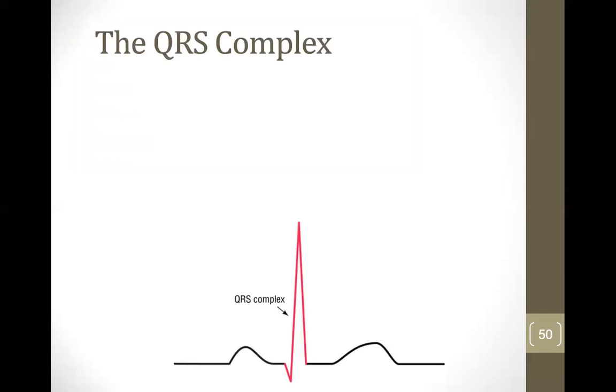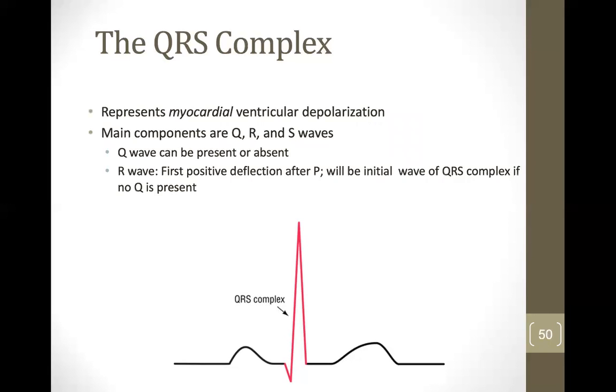Next, we have the QRS complex. The QRS complex represents the contraction of our ventricular myocyte contractile cells. This is our myocardial ventricular depolarization, which essentially means the myocytes, the heart muscle cells in the ventricles, are the ones that are depolarizing. So contraction is happening in the ventricles at this particular time.